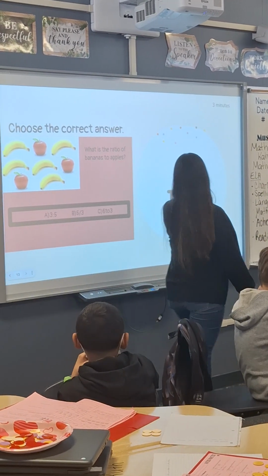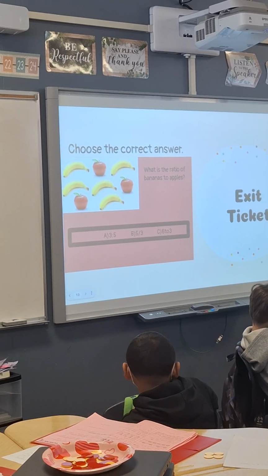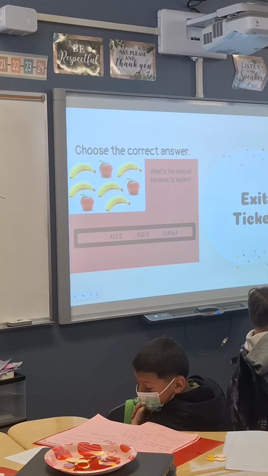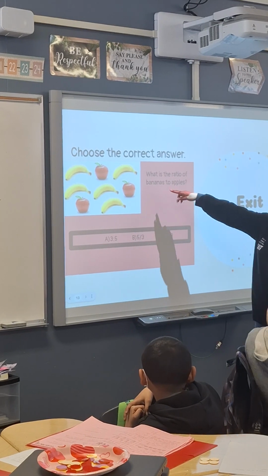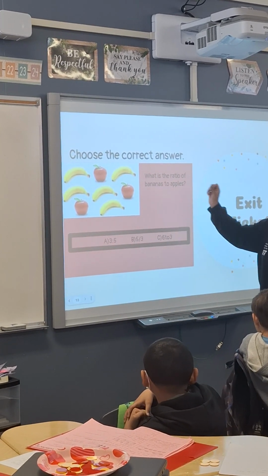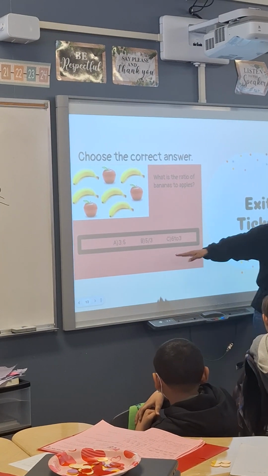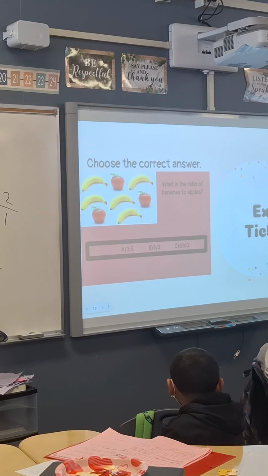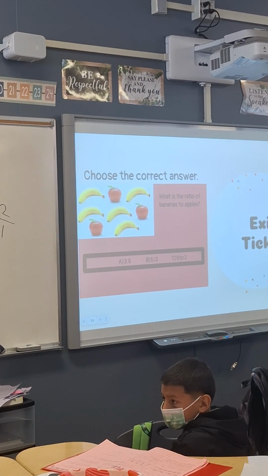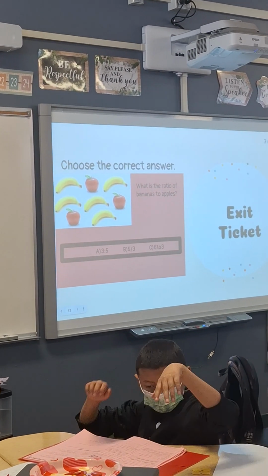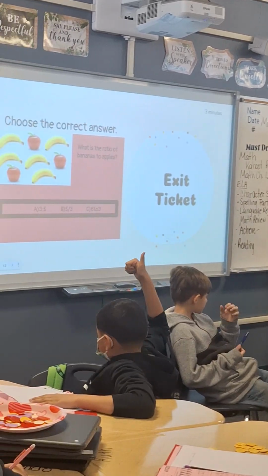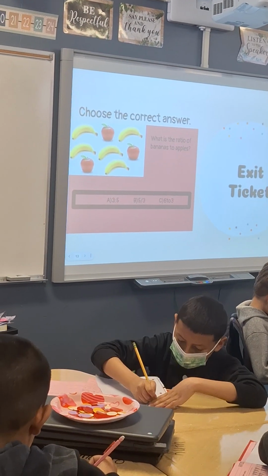So this is your exit ticket, on the same paper on the back, or the one that you answered the questions on at the beginning. It's asking you to choose a correct answer, and it's telling you, what is the ratio of bananas to apples? It's right here. And you guys have 3 answer choices that you could choose. About a minute.